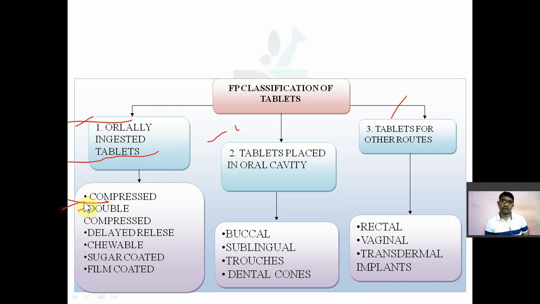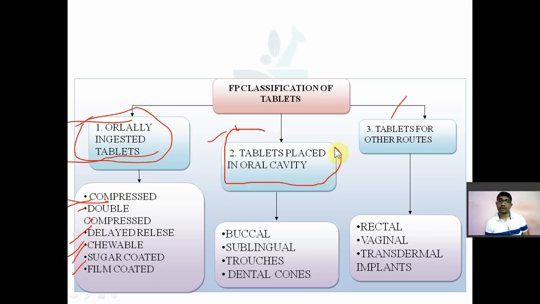Okay, so all these kinds of tablets are taken orally: simple compressed, double compressed, delayed release, chewable, sugar coated, film coated, enteric coated, sustained release tablets. So all these are taken by oral route, so they are known as orally ingested tablets. Then the second class is nothing but the tablets which are used in the oral cavity.